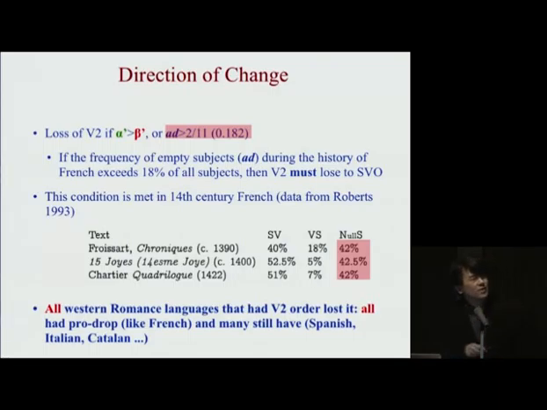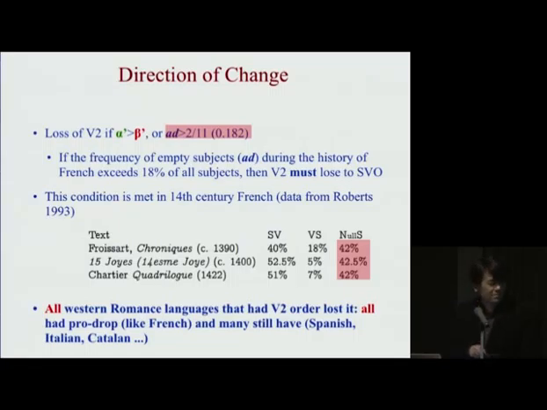Okay? But what is A times D? Well, remember, A times D is the percentage of pro-drop in Old French. If you look at the text in 14th century French compiled from Ian Roberts' book, you see that there's over 40% of pro-drop patterns at the time. Okay, so this is clearly greater than 18%. So that means that the loss of V2 in French to SVO was necessary.